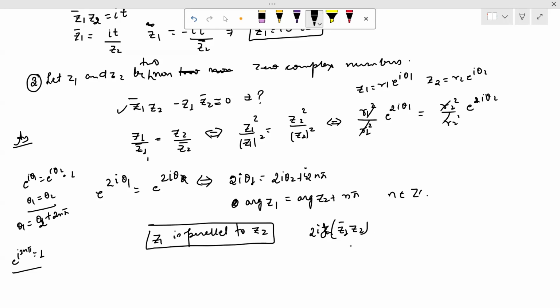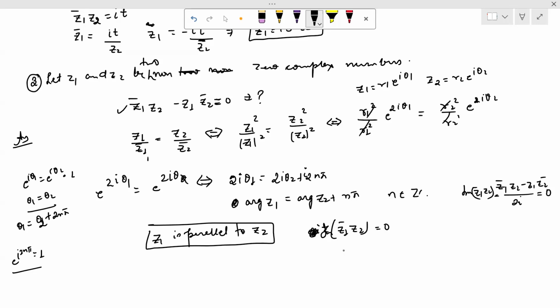So if you want to find the imaginary part of Z1 bar Z2, it is equal to what? It is equal to Z1 bar Z2 minus Z1 into Z2 bar divided by 2 iota. This is the imaginary part of Z1 bar Z2. And remember, this is given to be equal to 0. It implies that the imaginary part of Z1 bar Z2 is given to be equal to 0 after all.